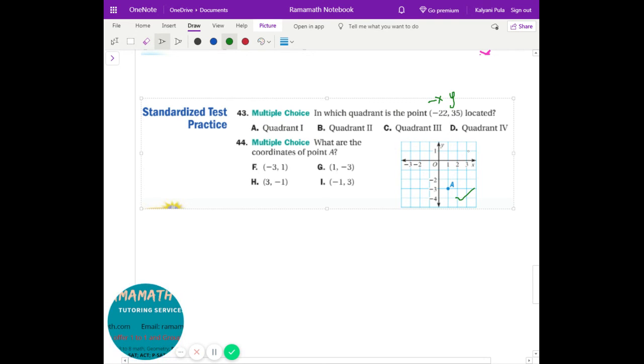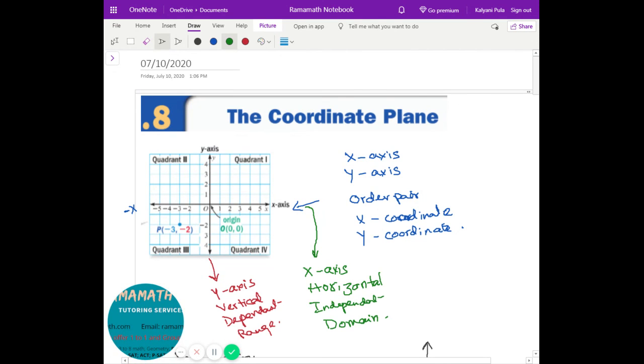I go -22 is over here, so it would be quadrant 2 actually. There you go, I like that. So you changed it to quadrant 2. You see this negative on the x, and then positive y, that's going to be the second quadrant. Looks good. Looks like you understand the concept really well.